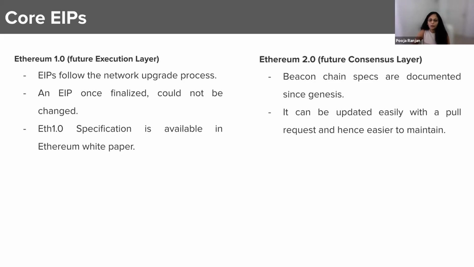Let's talk about the core proposals first. Now that we have two chains, Ethereum 1.0 and Ethereum 2.0, which is also known as the Beacon chain. The 1.0, which is also the future execution layer chain, follows the traditional network upgrade process, the diagram shown in the earlier slide. For Ethereum 2.0, the Altair upgrade, they are using a slightly different approach. This is their first upgrade, and they are making pull requests directly to the Ethereum 2 specifications.